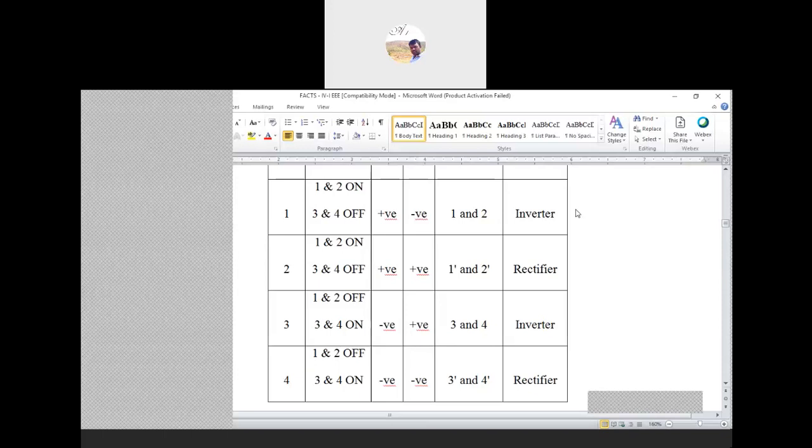So next is the three phase full bridge converter. Whatever we studied in the single phase bridge converter, we are now coming to the three phase. If you understand the single phase bridge converter first, then it is easy to understand the three phase.